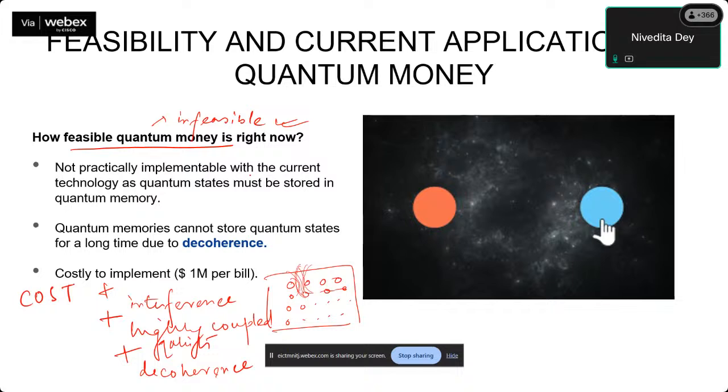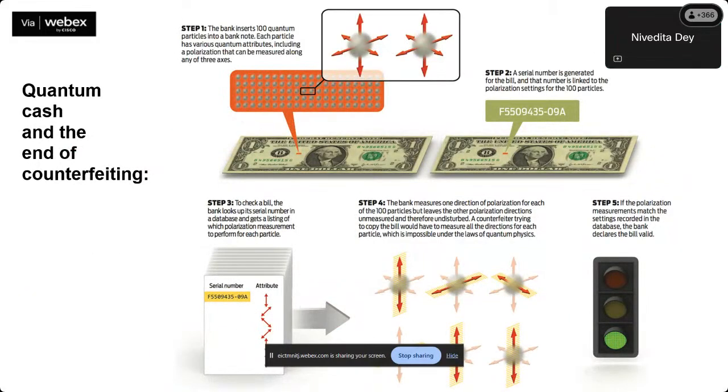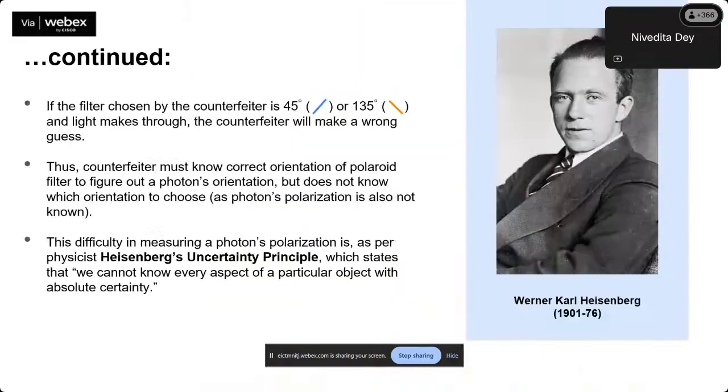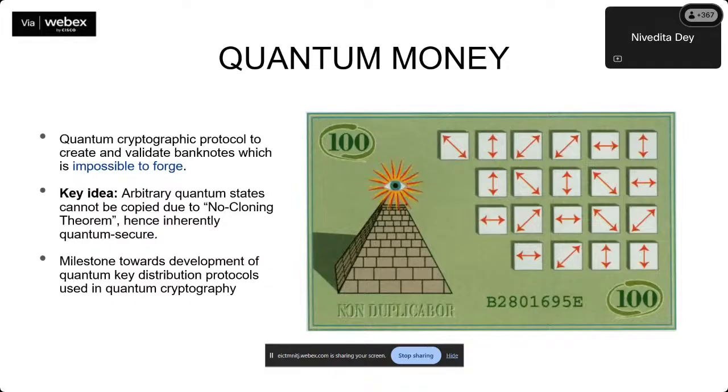But the idea was so good that it was the fundamental core principle of the later, very well known algorithms like BB84 or these kinds of QKD protocols. At that time, it was nearly $1 million per bit per note. You can imagine that much cost is not really doable in real time. So this is also known as quantum cash, and it was the end of counterfeiting. So the idea was super, which was proposed by Wiesner. This is how it looked, something like this.